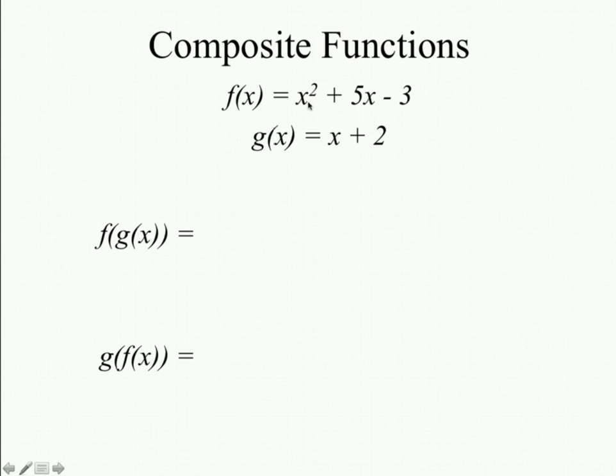which means if g of x is x plus 2, we got to put it here and square it, and we got to put it here and multiply it by 5. So it looks something like this. We take g of x squared plus 5 times g of x minus 3. And so take a second to simplify that. So you might want to stop the video at this time to do that.